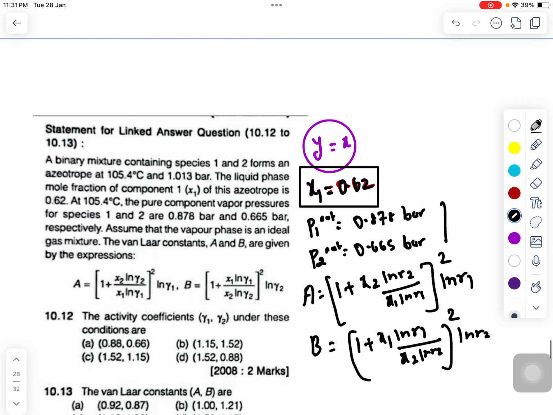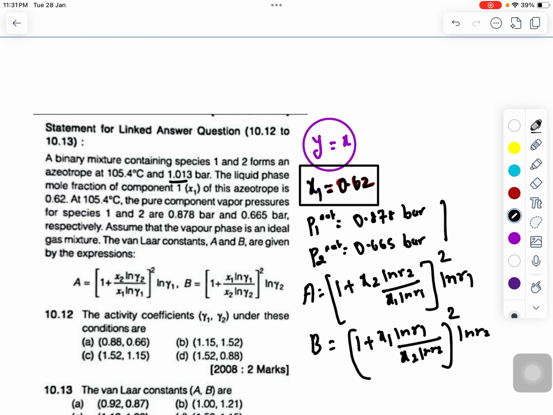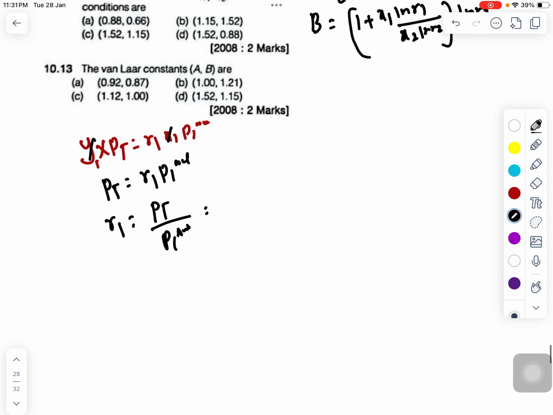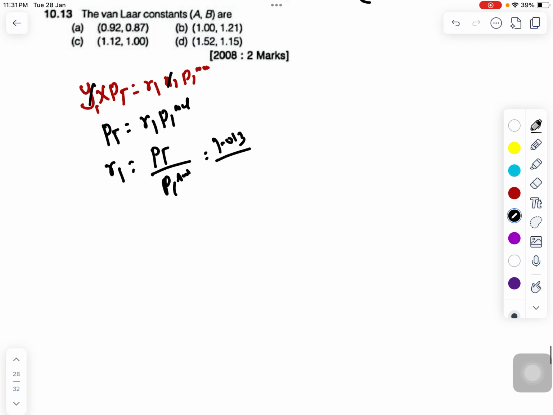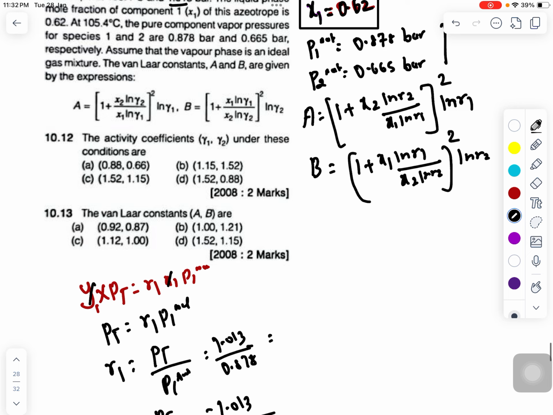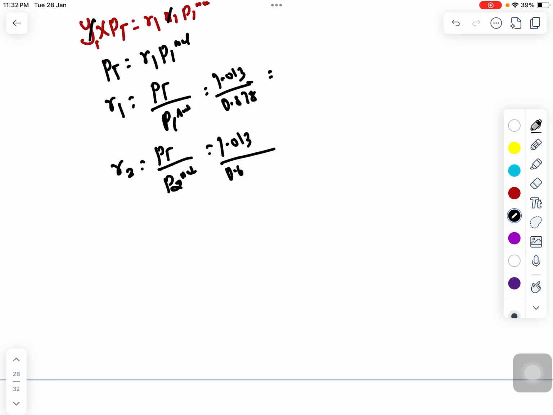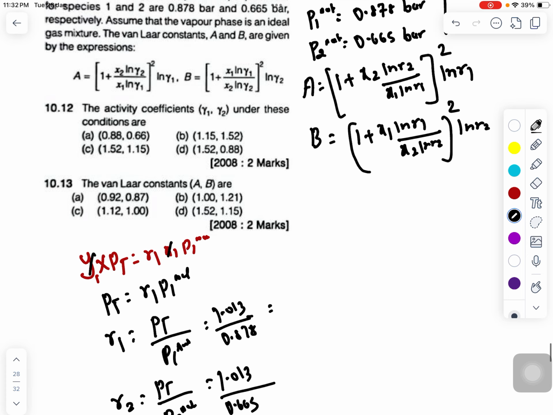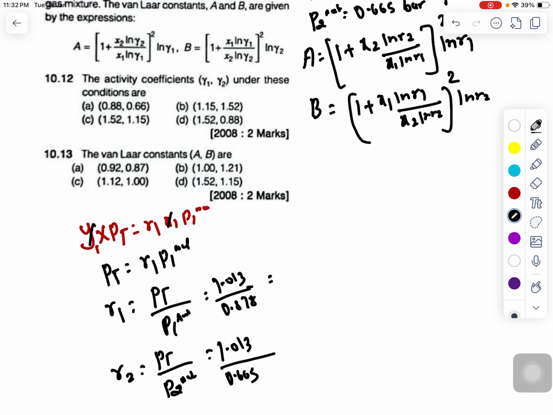And what is Pt? The total pressure is given as 1.013 bar, divided by P1 sat, which is 0.878. So that will give you gamma 1, and gamma 2 will obviously be Pt divided by P2 sat, so that is 1.013 divided by 0.665 bar. So in the options you can see that gamma 1 will be less than gamma 2.